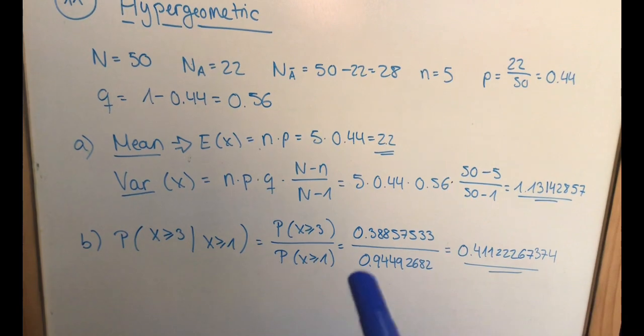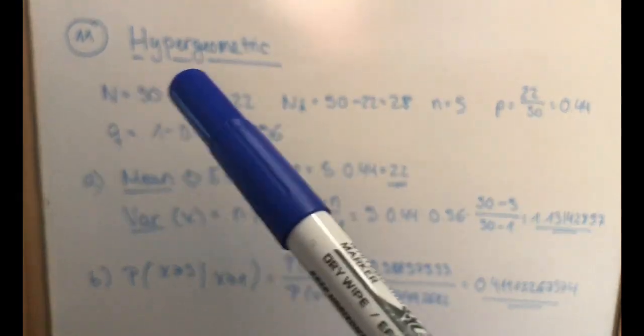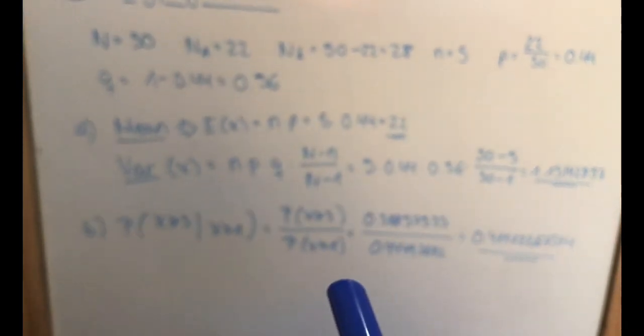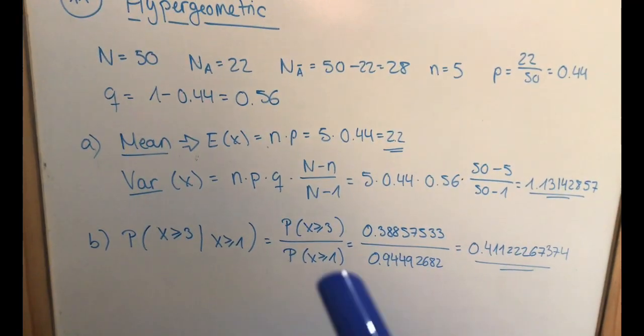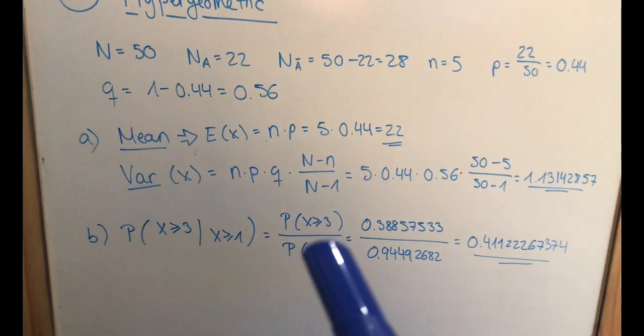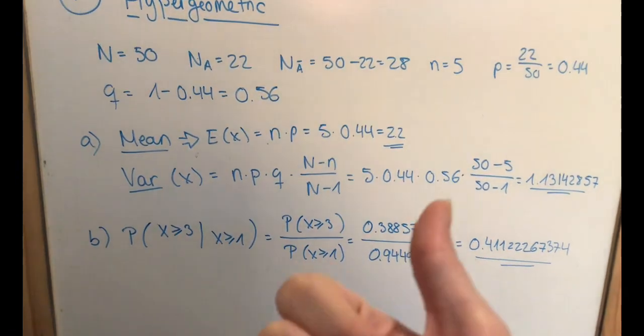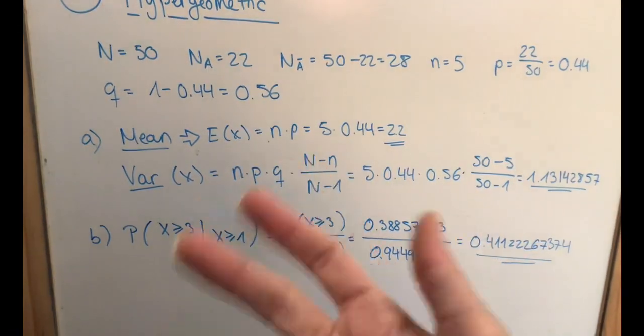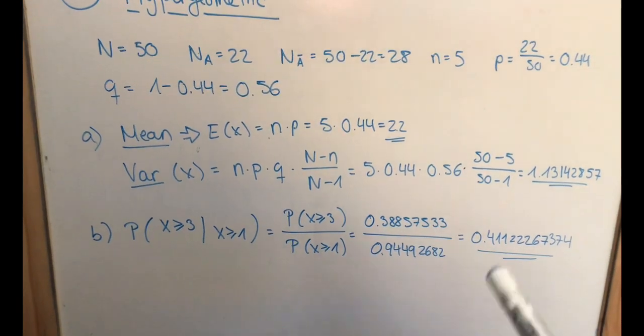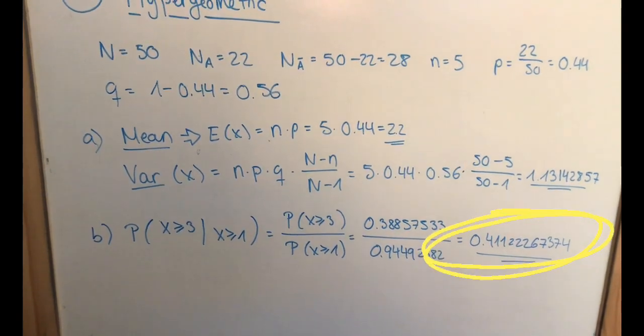This is the formula. We plug it in the hypergeometric distribution formula, and just to remember, it's important to know that if it's higher or equal than 3, it means the probability of it being equal to 3, equal to 4, and equal to 5. And then we just plug it in, divide it, and we obtain this result.